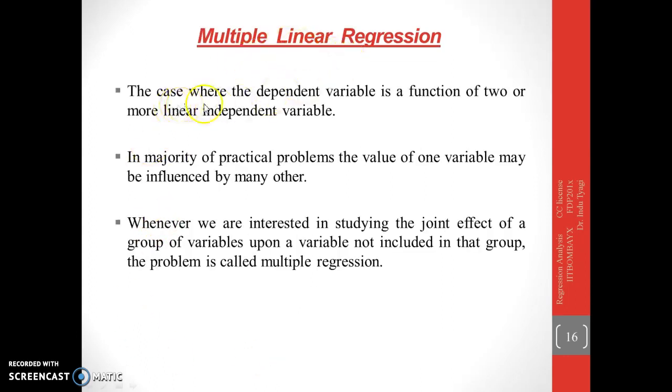Multiple linear regression is the case where the dependent variable is a function of two or more linear independent variables. In the majority of practical problems, the value of one variable may be influenced by many others. Whenever we are interested in studying the joint effect of a group of variables upon a variable not included in that group, the problem is called multiple regression.